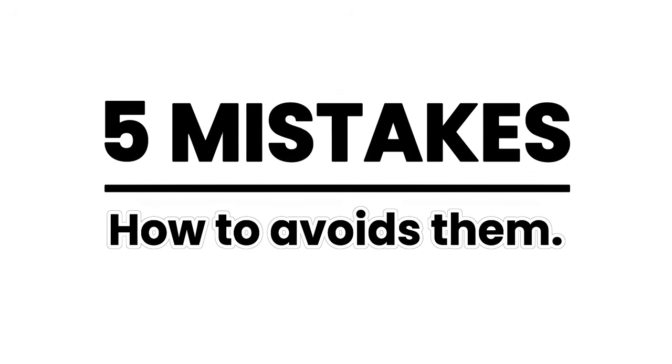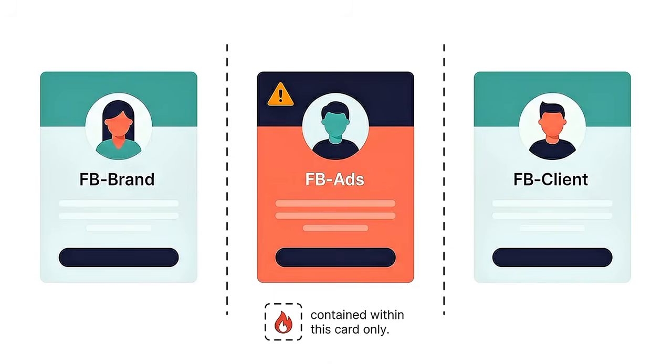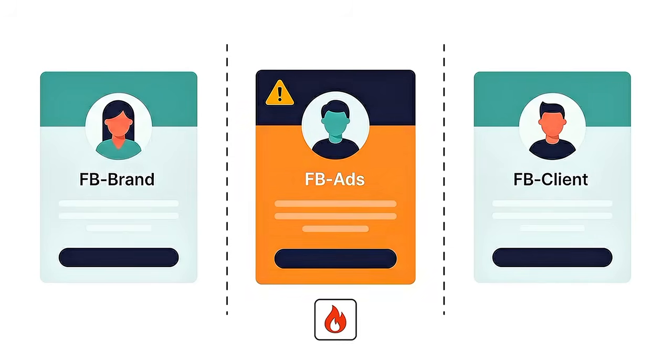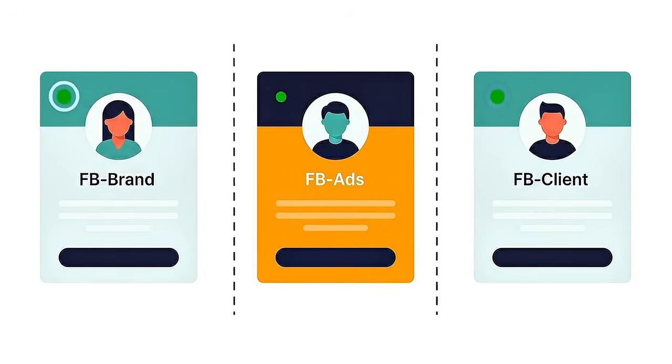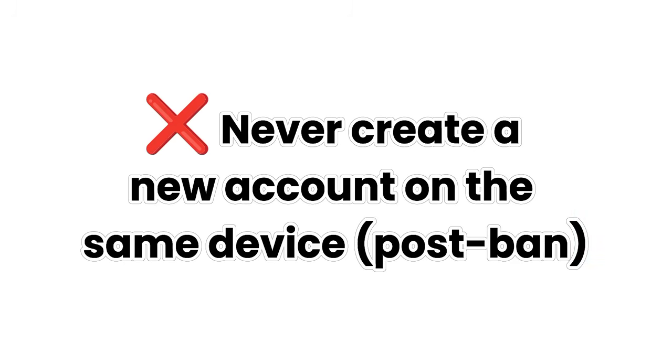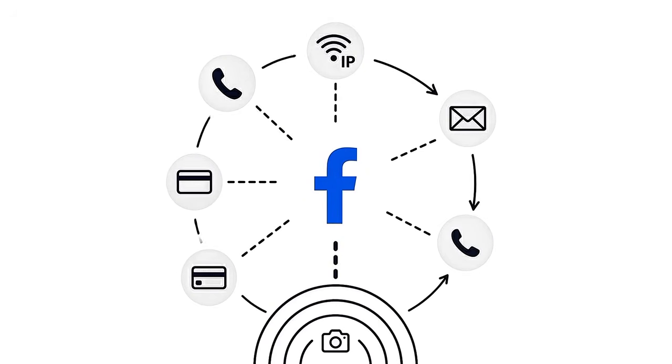5 mistakes that cause most of the problems we've been talking about. Quickly. Number 1. Running multiple Facebook accounts from the same device with no separation. If you're an advertiser especially, this is explicitly a policy problem, and it's what most people do when they start out. Number 2. Creating a new account from the same device after your account gets permanently disabled. Facebook cross-references device settings, IP, email, phone number, payment method. New account, same signals. It gets flagged within hours.